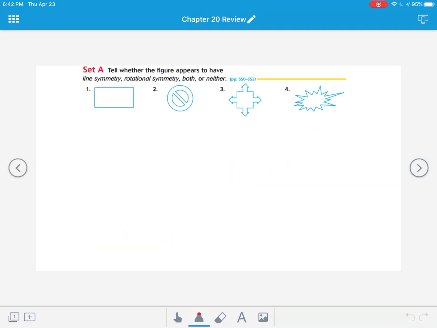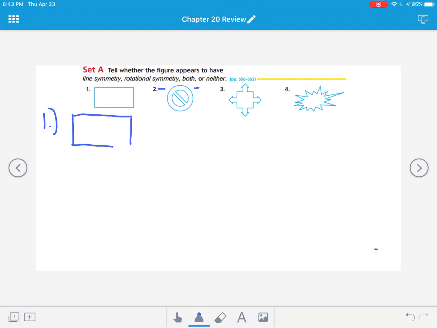All right, so now that we've reviewed that vocabulary, let's do some practice together. So you can pick up your pencil again. This is coming from your textbook, but you can just look on the screen today. I'll lead you through the whole activity. So first, we're going to tell whether the figure appears to have line symmetry, rotational symmetry, both or neither. So for this, I'm going to draw out the figure. I'd like you to copy it as well.